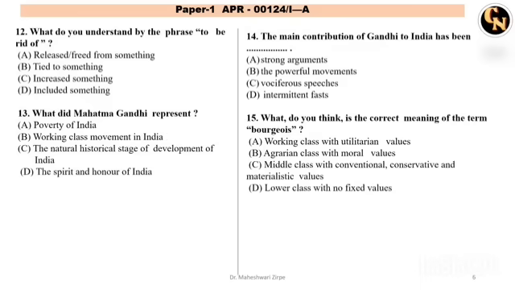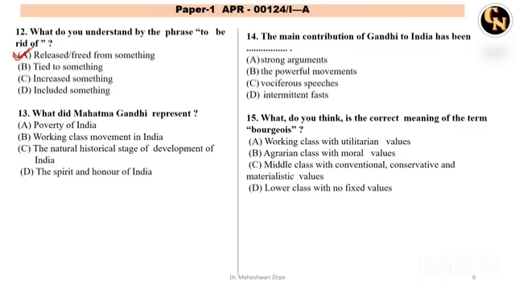The next one is, what do you understand by the phrase 'to be rid of'? For this, you don't even need to read the paragraph because we very commonly say 'getting rid of'. So option A is the correct option, that is released or freed from something. It is very commonly used, so option A is the correct option.